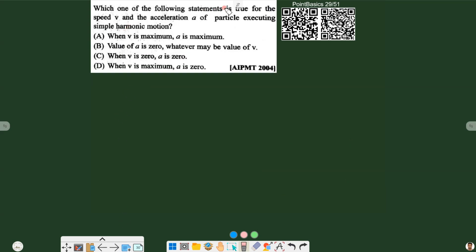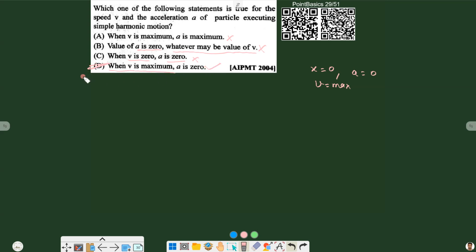Which one of the following statements is true for the speed v and acceleration a of a particle executing simple harmonic motion? So when v is maximum, a is maximum, so this statement is wrong, because velocity is maximum when x is equal to 0, but at x equal to 0 acceleration is 0. Velocity is maximum but acceleration is 0. The value of a is 0 whatever may be the value of v, so this is also wrong. When v is 0, a is 0, this is also wrong. Option D, when v is maximum acceleration is 0, that is the right answer.